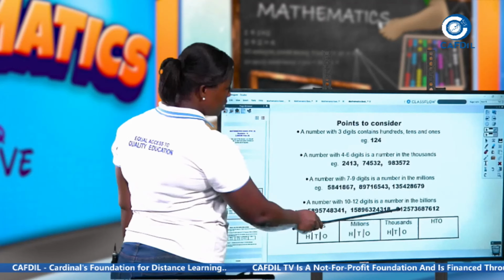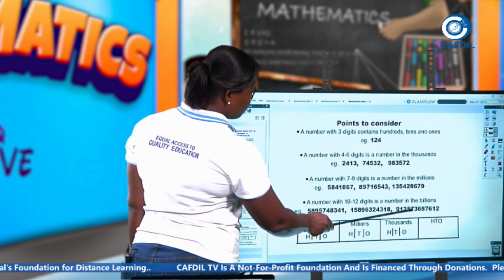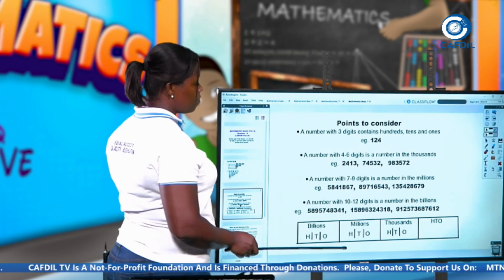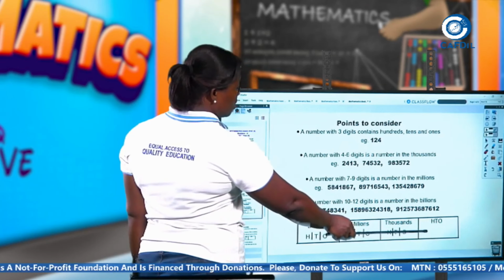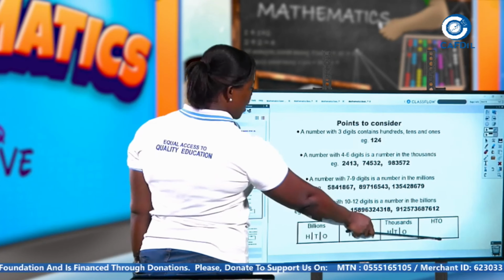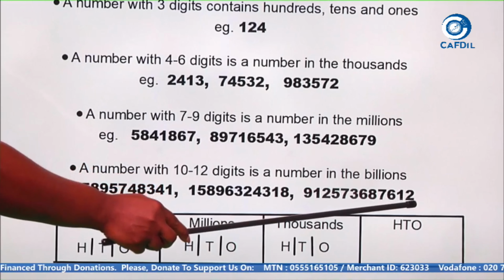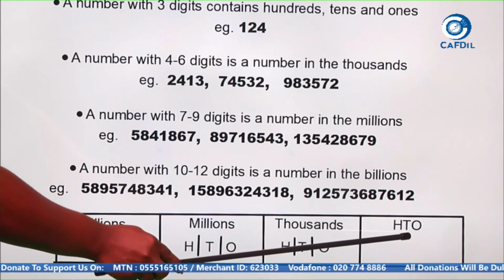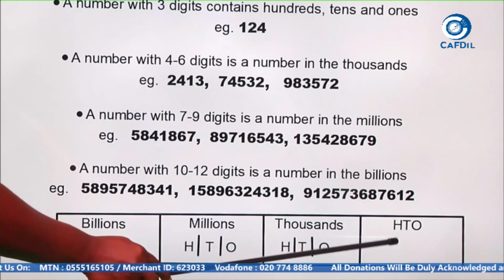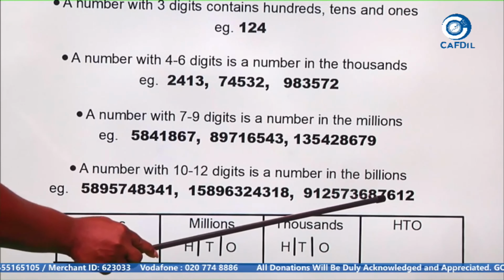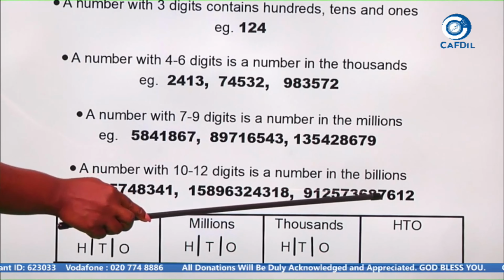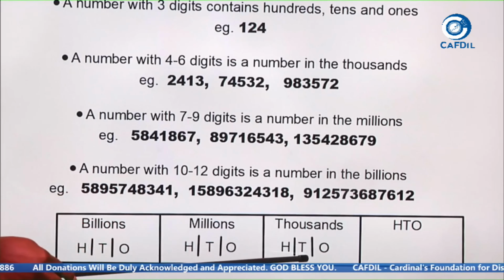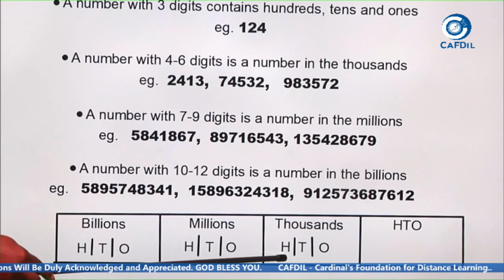Let's try this and see. How many digits? 1, 2, 3, 4, 5, 6, 7, 8, 9, 10, 11, 12. So the 12, we start from the extreme right. You pick the last digit over here, you put it here. The 1 will come under the tens here. The 6 will come under the hundreds here. Then you move. As soon as you get to the 7, it will come to the thousands column. The 7 will be here, 8 under the tens, 6 under the hundreds.